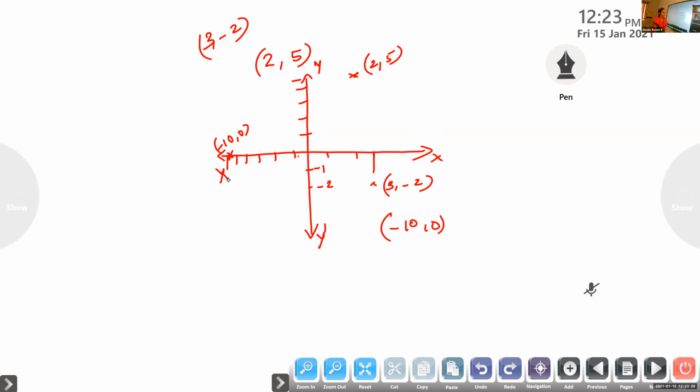So in the Argand plane, suppose you are given a complex number. What is the general form of a complex number? a plus ib. Very good. So 2 plus 3i or 2 minus 5i are some complex numbers. Every complex number we can write in the form of an ordered pair (a, b). 2 plus 3i we can write as (2, 3), where 2 is the real part and 3 is the imaginary part. 2 minus 5i is (2, minus 5), where 2 is the real part and minus 5 is the imaginary part.